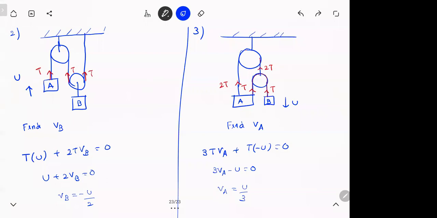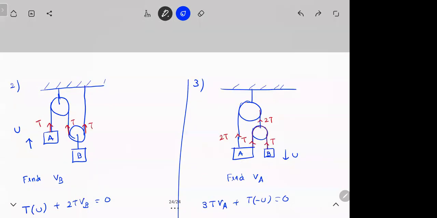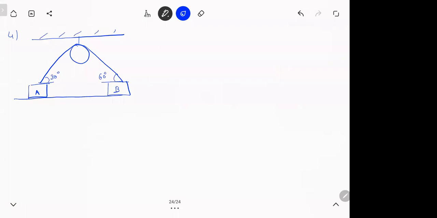So let me show you one more. Turning the page. So we have a pulley here. We have a block. We have a block. This is 30 degree. This is 60 degree. And the B is going with U. You're getting how it is. A and B are going on a floor, but there's a string over them. So when you're pulling B, A also goes forward. So what is the speed of A?